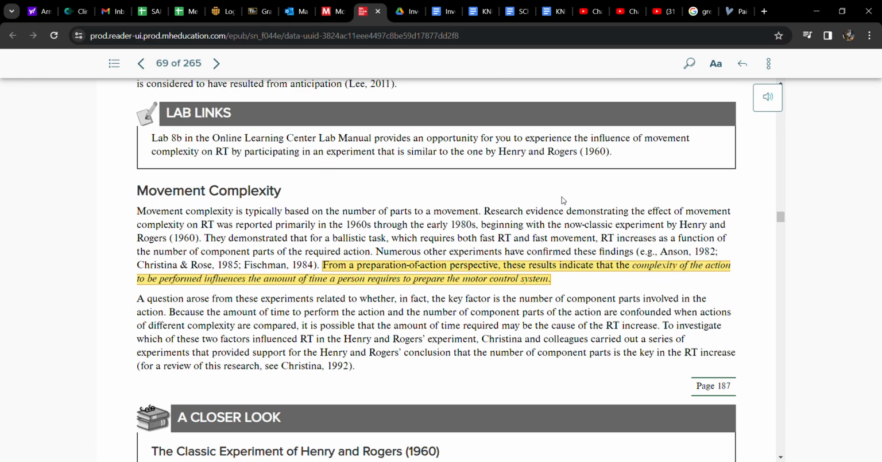Next, we're going to talk about movement complexity. The complexity of the action to be performed influences the amount of time a person requires to prepare the motor control system, right? So if it's just running, like I just need to run in a straight line, you don't really need to prepare to do that because it's not super complex. You're just running in a very, very straight line. But if you're doing a dance routine or anything of that sort, you are going to require a bit more time to prepare that movement, right?